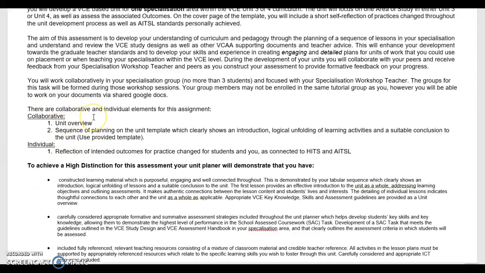Okay. So just to recap, you have 3 things that you need to hand in. You've got the unit overview, which will be done collaboratively, which indicates the intentions and the rationale behind the unit. You've got the unit plan itself, so you don't have to hand in lesson plans, it's just the overall unit sequence, and you've got the individual reflection, which I've discussed in this video.